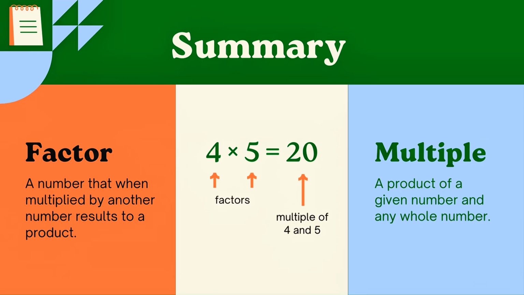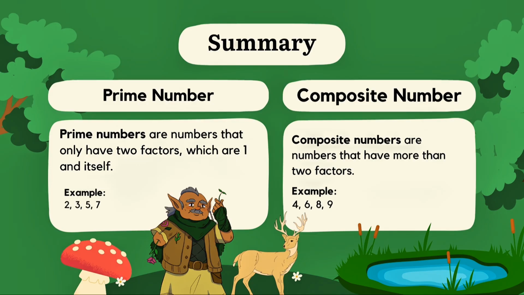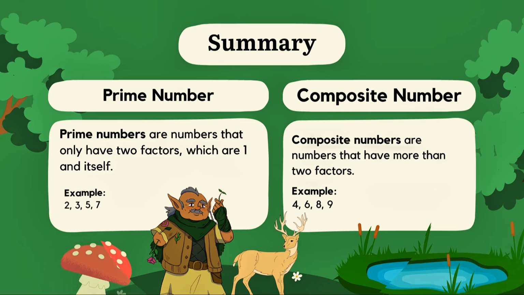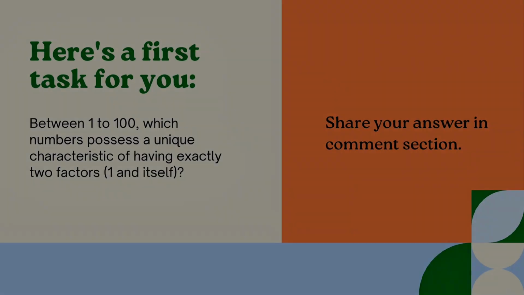Here is a summary. Factor: a number that when multiplied by another number results in a product. Multiple: a product of a given number and a whole number. Prime numbers are numbers that only have two factors which are 1 and itself. For example, 2, 3, 5 and 7. Composite numbers are numbers that have more than two factors. For example, 4, 6, 8 and 9.